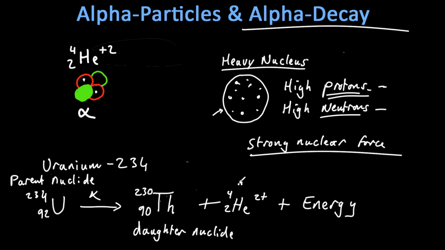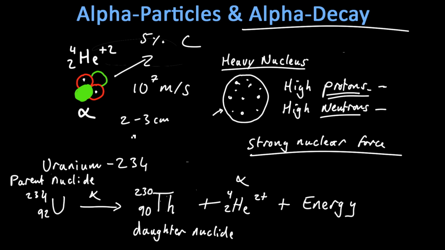So when this alpha particle is ejected from the heavy nucleus here, the uranium nucleus, it has some kinetic energy. This means it has a velocity. And these alpha particles can be ejected at a velocity of about 5% of the speed of light, which is about 10 to the 7 meters per second. But these alpha particles don't travel that far in air. They can only travel about 2 or 3 centimeters in air, which is about an inch.